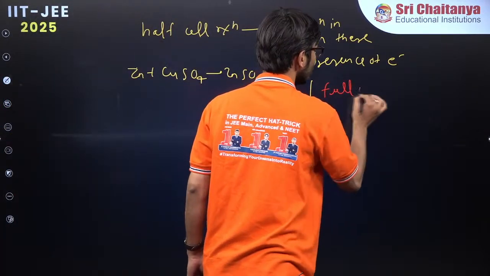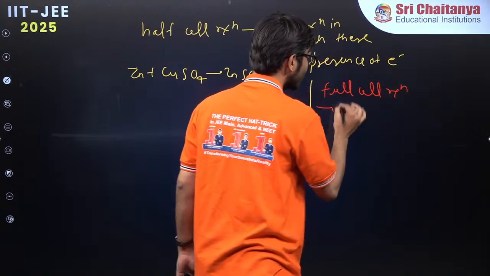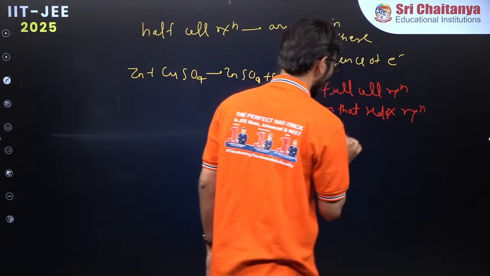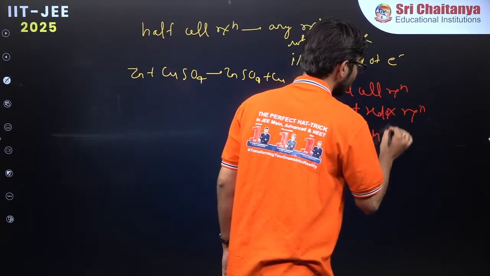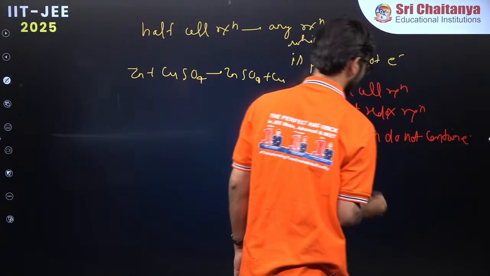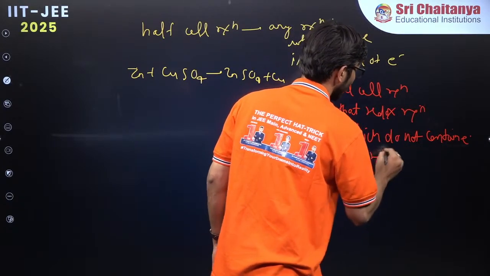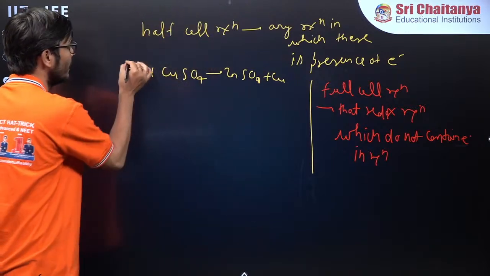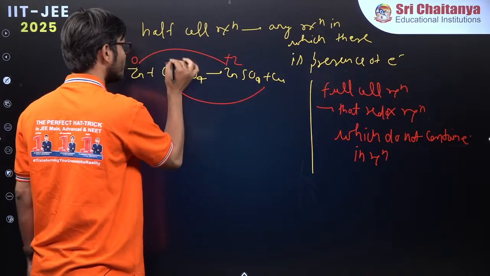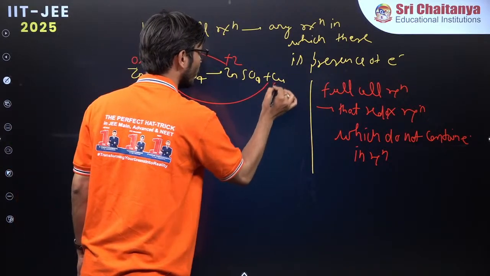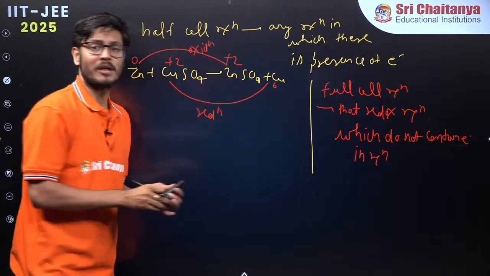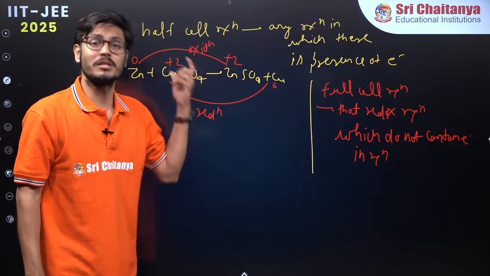Full cell reaction means that redox reaction which does not contain electron. So you see, this is 0, converted to +2, loss of electron, oxidation happened. This was +2, this has been converted to 0, so this is reduction and this is oxidation, right? So definitely oxidation is happening, reduction is happening, so this is a redox reaction.